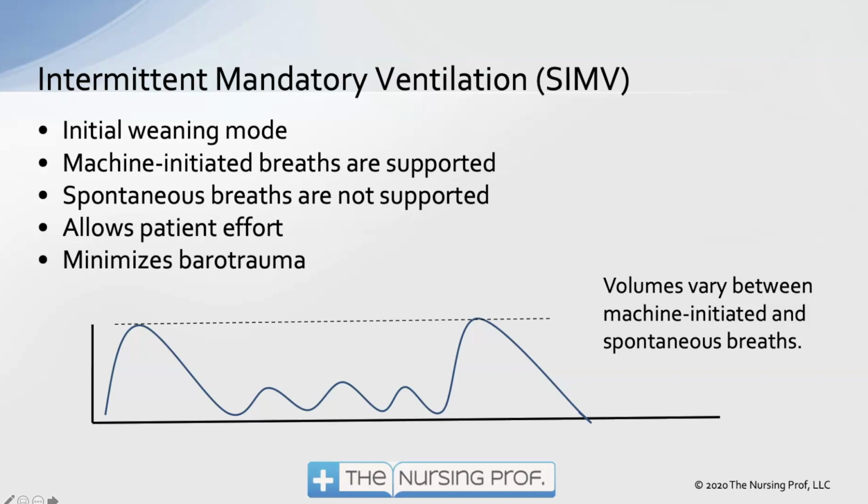So what you can see is that the volumes vary between machine-initiated breaths and spontaneous breaths. Machine-initiated, full volume; spontaneous breaths, it's just whatever the person can pull in themselves. If they can pull in that full tidal volume, which is probably not likely, then it would be the same. In most cases, our volume curve is going to look like this, where we've got little breaths that are spontaneous, and the big breaths are the machine-initiated. So it allows for some patient effort and minimizes barotrauma because the overall pressure inside the chest will be less.